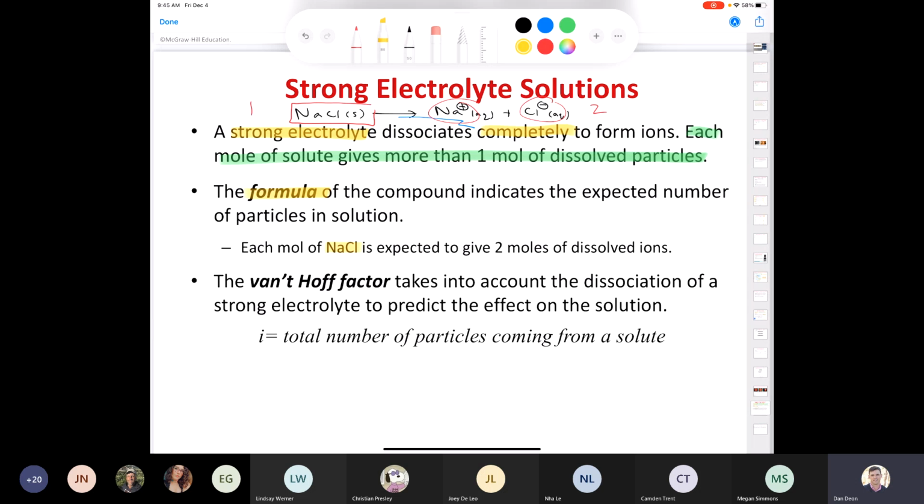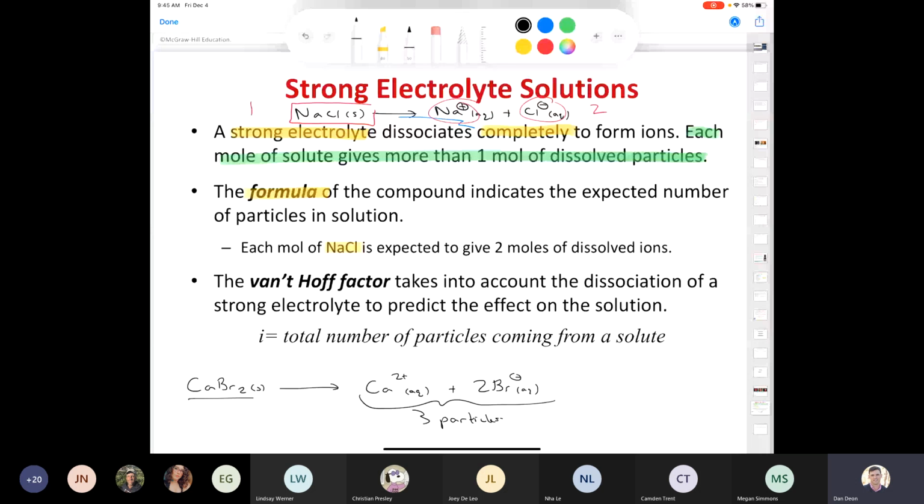Let me give you another example, okay? And I'm probably already teaching you things that we're going to look at in a second. But let's pick something a little bit different. Let's pick calcium bromide, CaBr2 solid, right? If I take 1 formula unit of calcium bromide, how many particles am I going to have in my solution? I'm going to have a calcium 2+ ion, but I'm going to have 2 bromide ions, right? So I go from 1 formula unit to having 3 particles, okay?